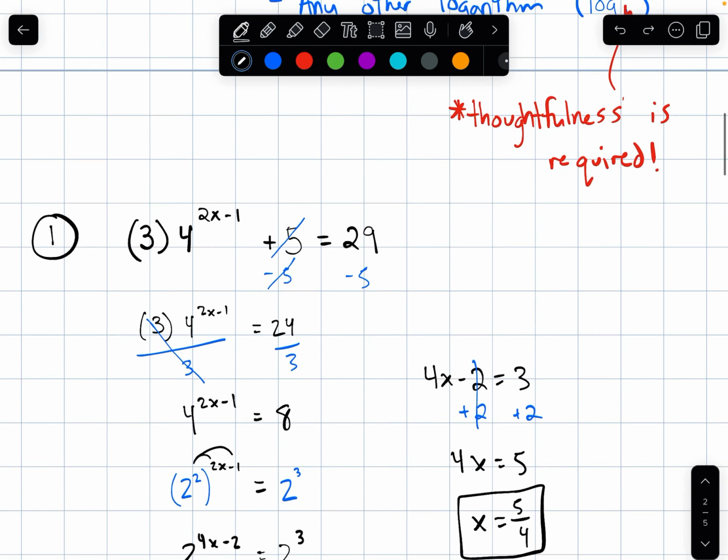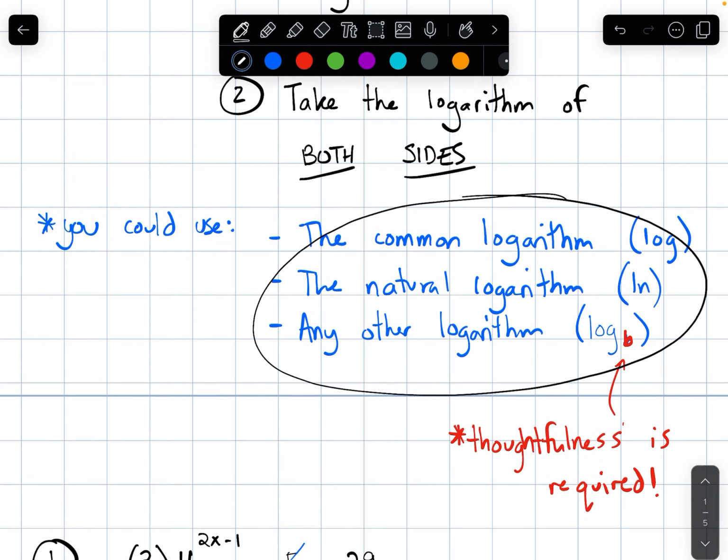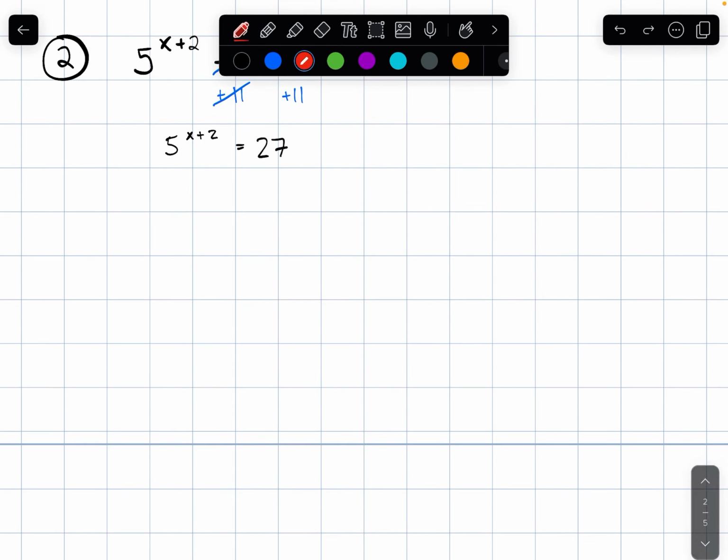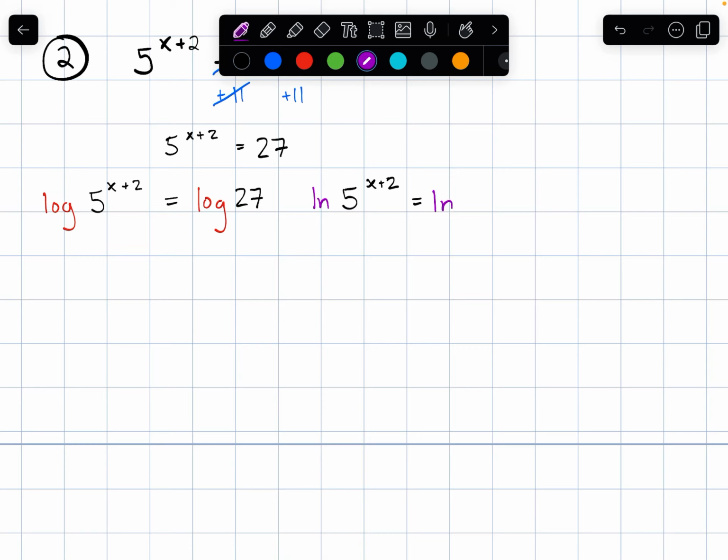Now in method number 2, again, like I said, you could use whatever kind of logarithm you want. So I'm going to show you how to do this 3 different ways. The first way, we're going to take the common log of both sides. So we're going to say log of 5 to the x plus 2 power equals the log of 27. All right, that's one way to do it. Another way to do it is using the natural log. So you can say that the natural log of the left side, 5 to the x plus 2, equals the natural log of the right side.